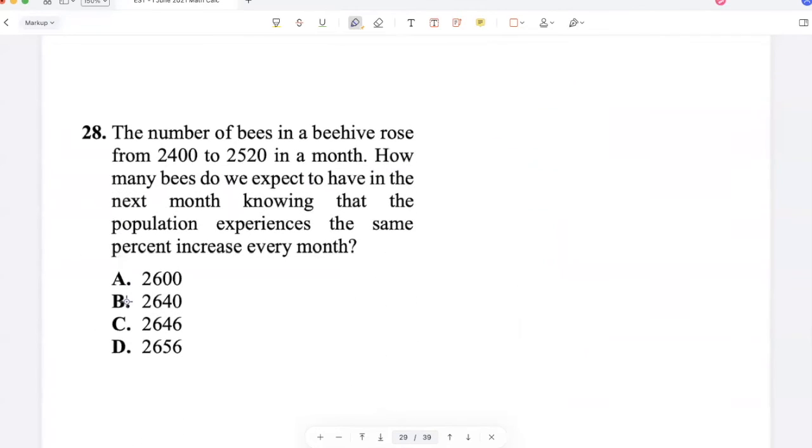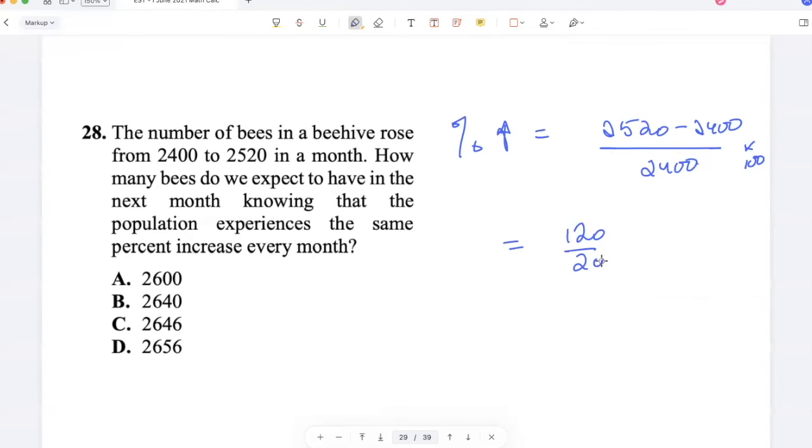The number of bees in a beehive rose from 2,400 to 2,520 in a month. How many bees do we expect to have in the next month, knowing that the population experiences the same percent increase every month? Okay. So what is the percentage increase here? It's 2,520 minus 2,400 divided by 2,400 into 100. So that's 120 divided by 24. So that's 5%, right?